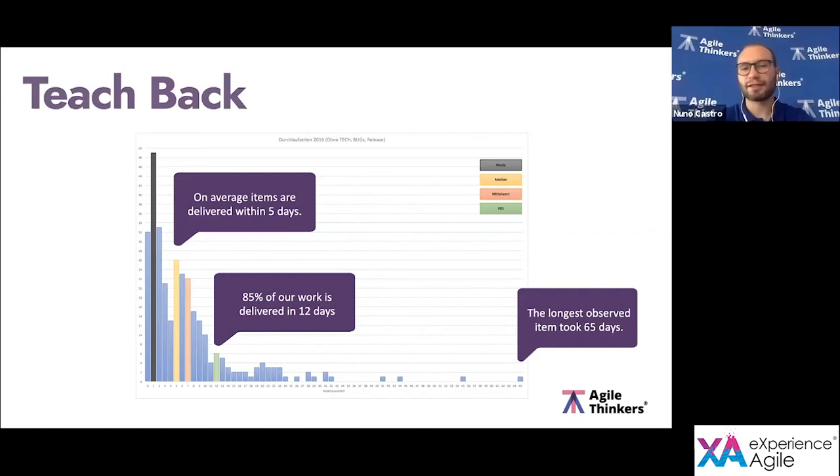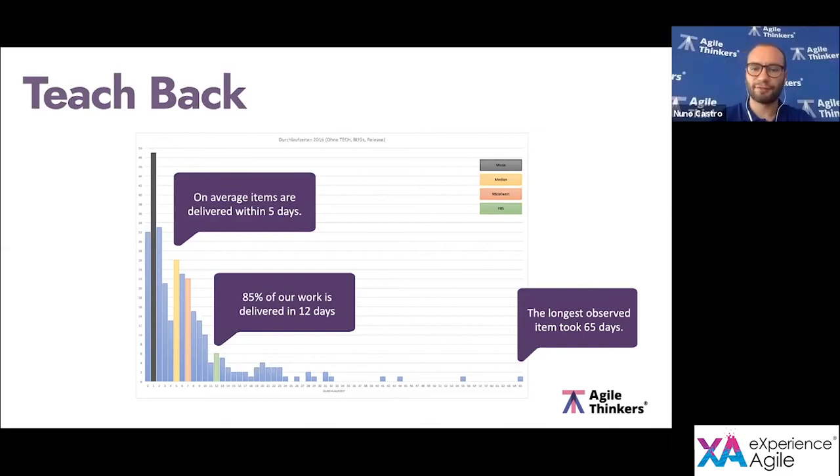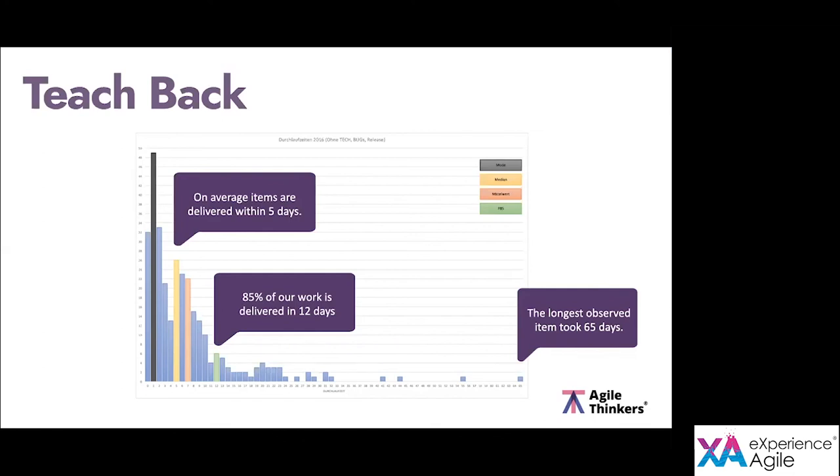So let's say that I want this team to deliver something for me. What would you say? How long will it take? 12 days. Expect 5 days, but it can... Yeah, probably I will deliver something in 5 days, but with 85% confidence, in 12 days I will deliver something to you, right? Yes. This is predictability, okay?